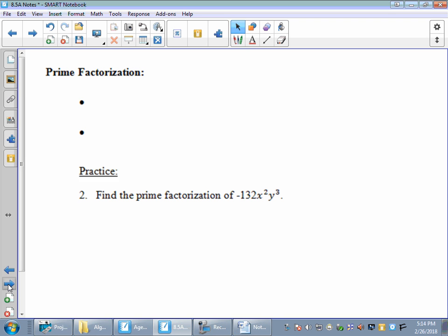Now that we know about prime and composite numbers, we can talk about prime factorization. Prime factorization is when a number is expressed as the product of only prime numbers. Basically, I take that number and break it down into just the prime numbers that multiply to get me there.